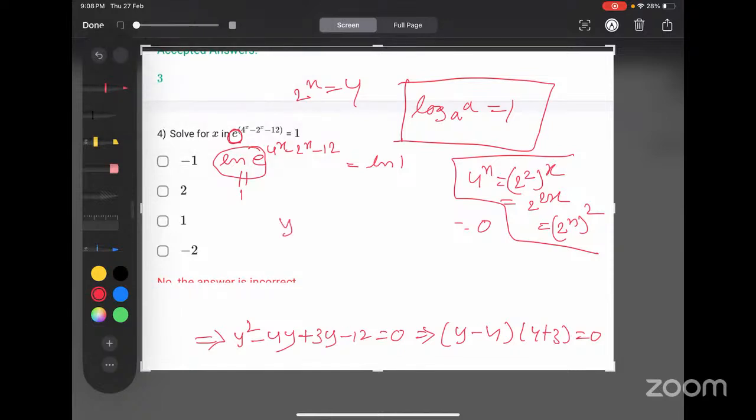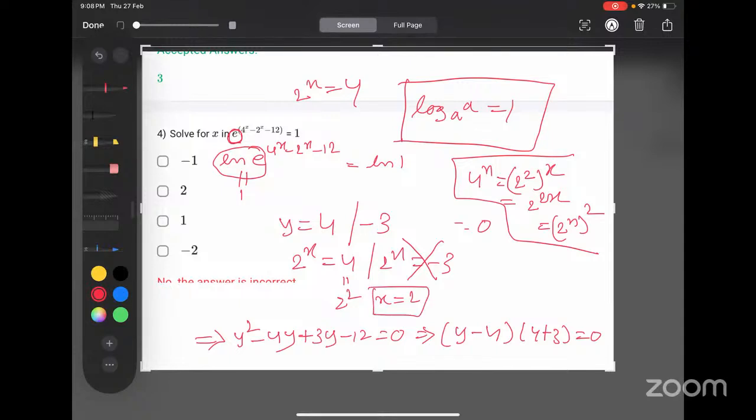That means y equals 4 or minus 3, right? And what is y? 2 power x equals 4 or 2 power x equals minus 3. This is not possible, right? Yeah, an exponential function is always a positive value. So this is not possible. But 2 power 2 is 4, so x will be equal to 2, right? Yes, got it, ma'am. This option is correct.